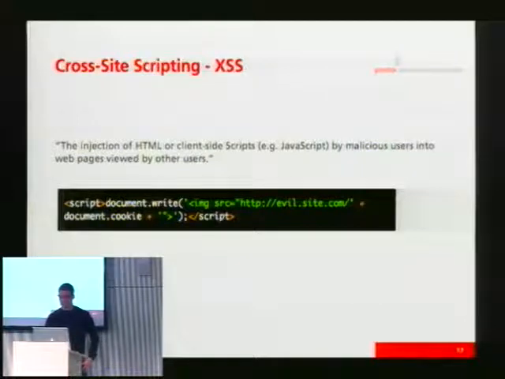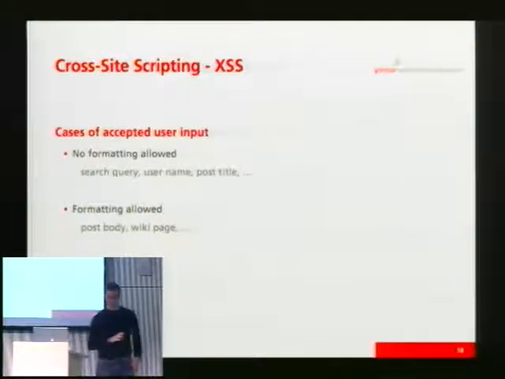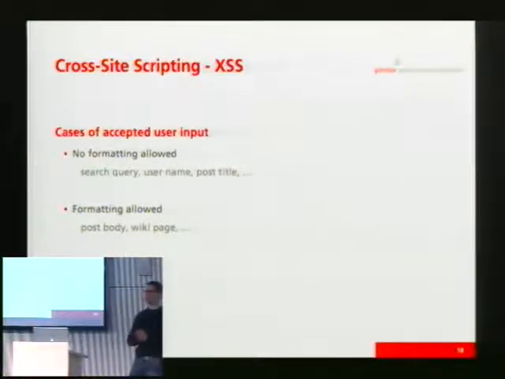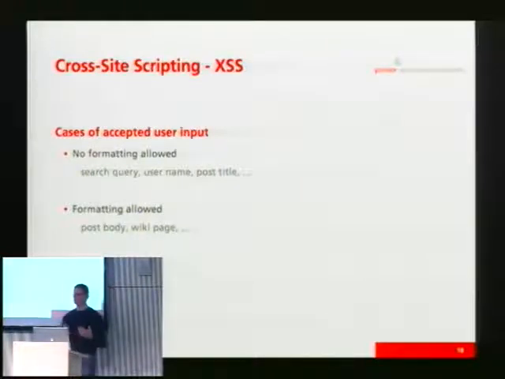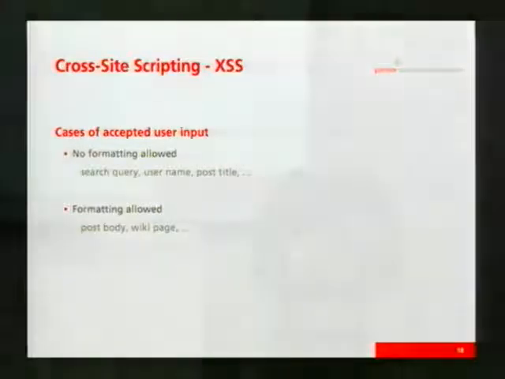So what can you do against it in Rails? There are two types of cases that you will have to worry about. You have the case where you don't ever want to have formatting in the user-submitted string, like in search queries, usernames, and titles. And you have the case where you want some kind of formatting, like in a post body or a wiki page, where you explicitly allow some kind of formatting.